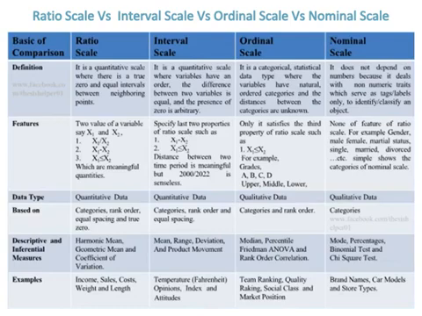The data type of ratio scale and interval scale are quantitative data, while the data type of ordinal scale and nominal scale are qualitative data.